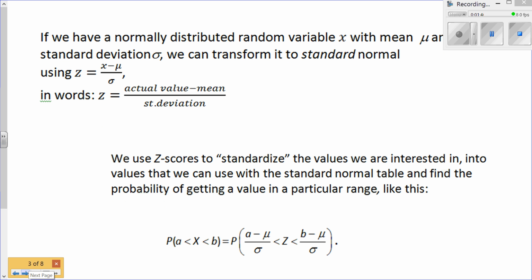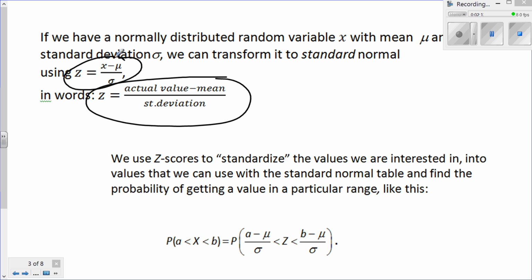So if we have a normally distributed random variable x with a mean mu and a standard deviation sigma, we're using Greek letters for the mean and standard deviation just because it's traditional, we can transform it into a standard normal using z equals the x value, the value we're interested in, subtract the mean, over the standard deviation. I've always found it a little easier to remember it in words rather than as symbols, but whichever version of this you prefer to use. Yes, you'll need to have it memorized for the test.